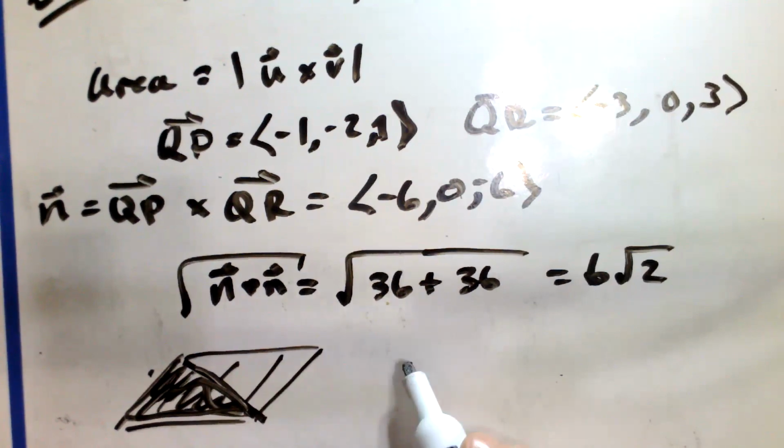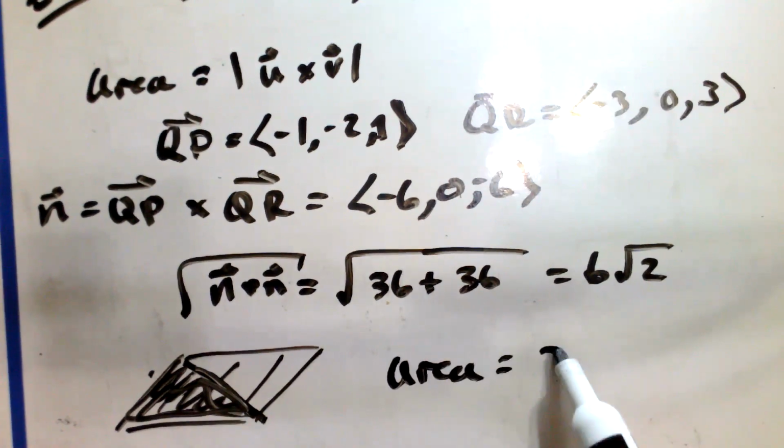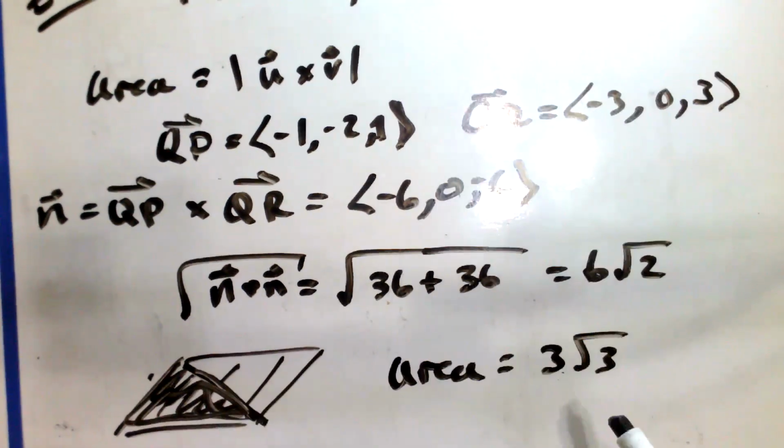Okay, so the area of this triangle then is going to equal 3 square roots of 2. Okay, all right, I hope that was helpful, and I will see you in the next video.